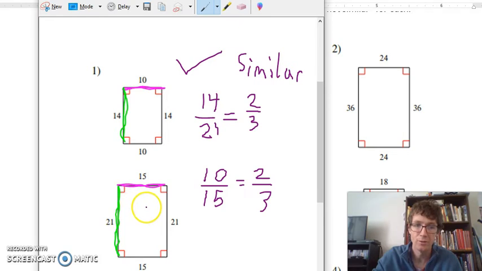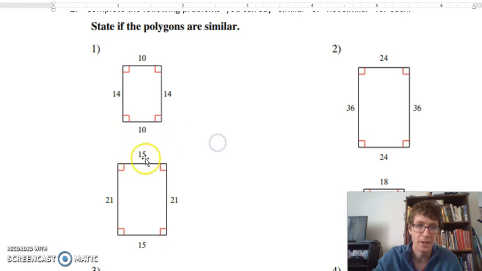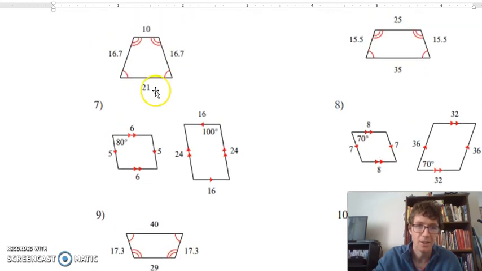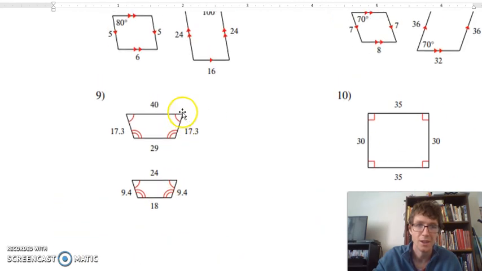So that's just an example of how to do this. You have to do it for each side. Since it's a rectangle, these two sides are the same, so I'm not going to do it again. But let me show you one that I think might be a little bit more involved. I said I was going to do 3 earlier, but I'm going to skip down to 9.